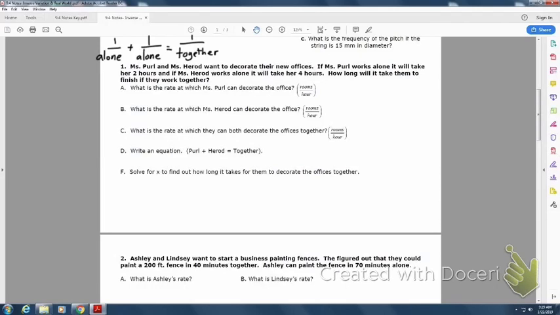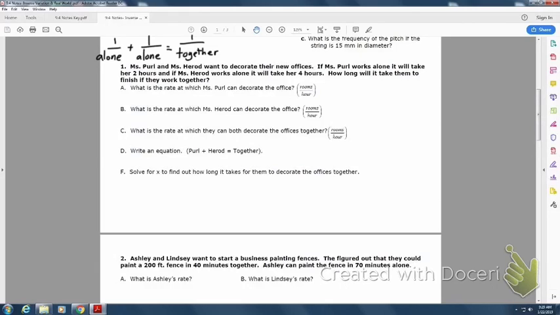Okay, so whenever you're reading these problems, how you'll know that you've got one of these 1 over alone problems is it's going to talk about one person doing a certain job, whatever it is, another person doing this job, and then working on it together, doing the same job together. Okay, so you just kind of have to read through the story and realize that this is one of those.